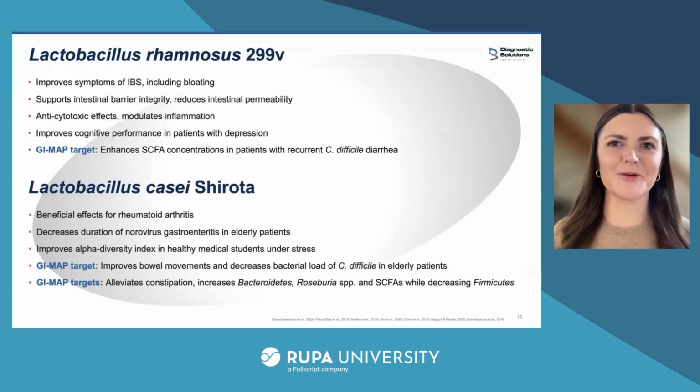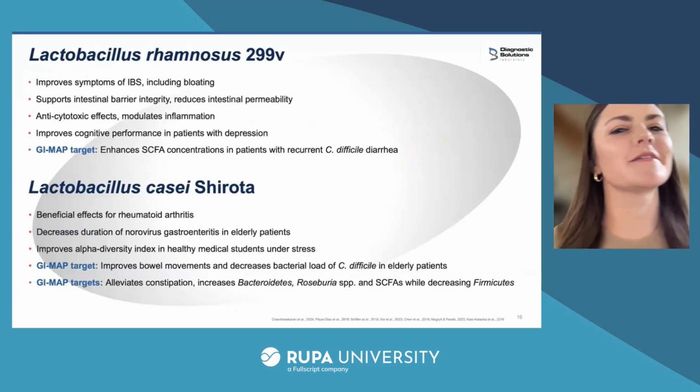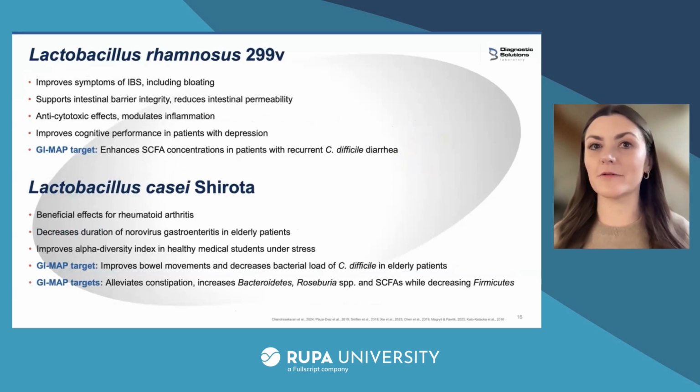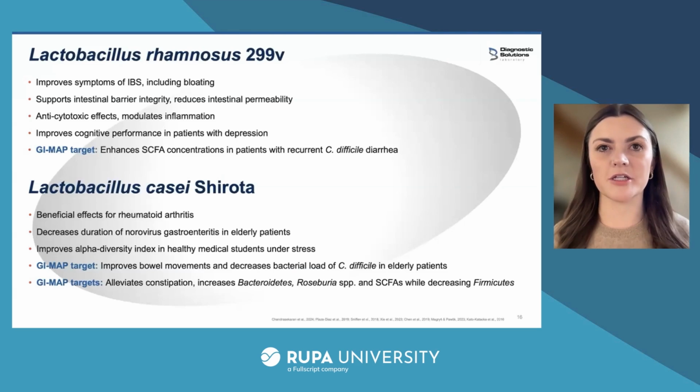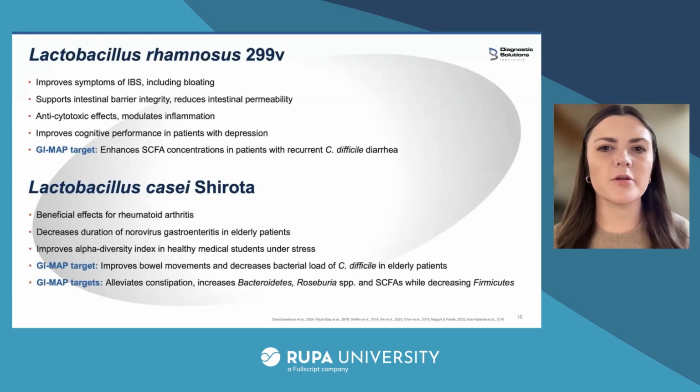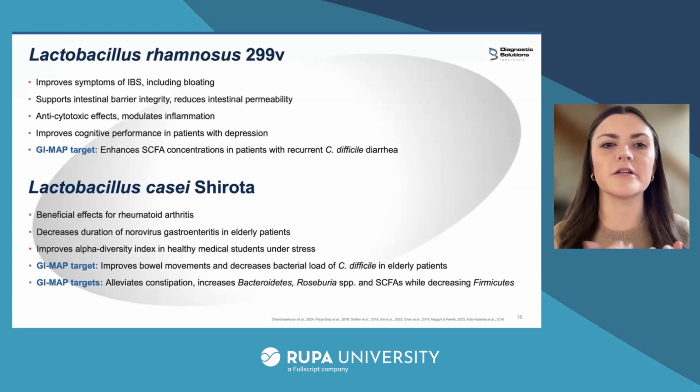Just a few more examples of lactobacillus strains. So looking at Lactobacillus rhamnosus 299V, it's been shown to improve symptoms of IBS. It also can help support barrier integrity, can reduce that hyperpermeability or leaky gut. It can exert anti-cytotoxic effects, which helps with inflammation. In a study of patients with depression, it has been shown to improve cognitive performance. So, again, if we're thinking of gut brain axis, more novel approaches to using probiotics, good example there. And it's also been shown to increase short chain fatty acid concentrations in patients with C. diff.